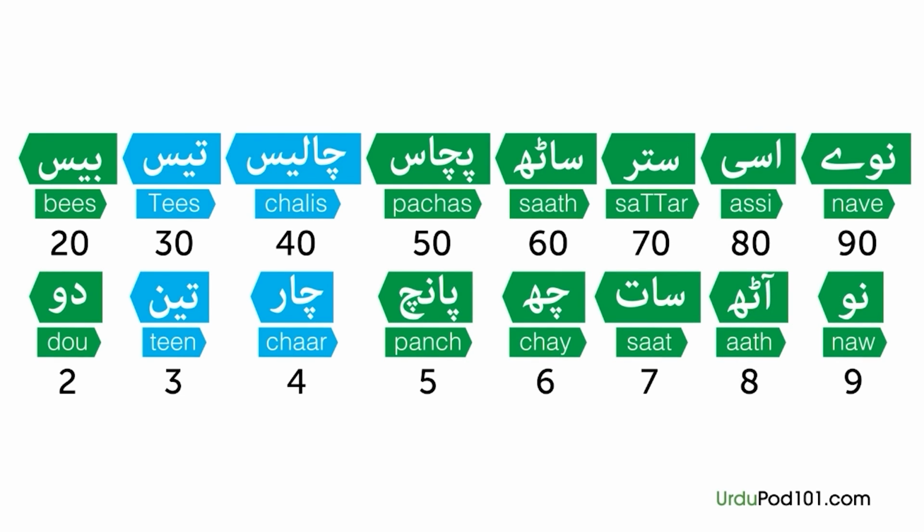5 in Urdu is panch, while 50 is pachas. The common sound is pa. Unfortunately, this does not apply to all numbers. 60 in Urdu is sat, while 6 is che. As you can see, there is no common sound.